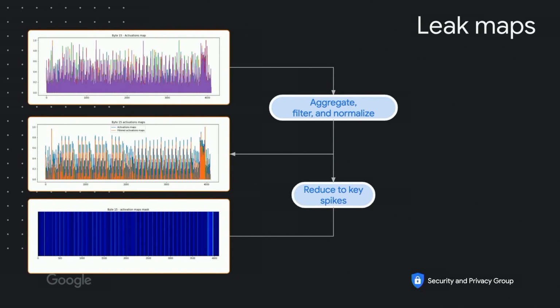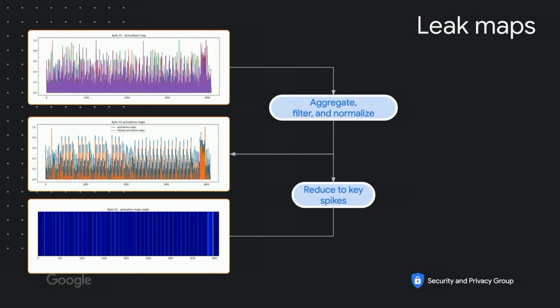You can see the leakage map generated here seems to have one initial spike at the beginning and then one larger spike at the end of the traces. Again, the end of the traces is probably the end of the first round.